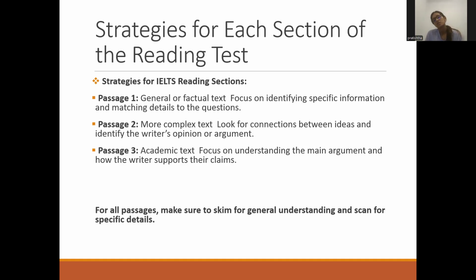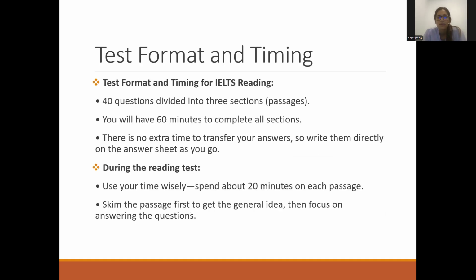Usually passage 1 is a factual text, right? It will focus on specific information. Passage 2 is more complex, right? And it will look for connection between ideas and basically look at the writer's argument, what his opinion is. And in passage 3, we will focus more on academic text, right? Again, main arguments and the claims made by the academician. So again, 40 questions, 3 sections. We have 60 minutes.